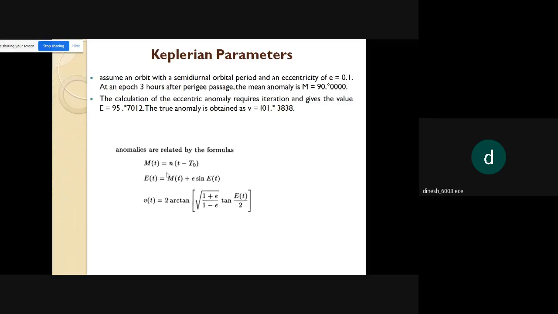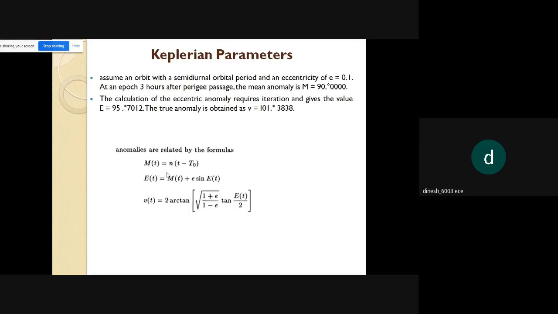So we assume an orbit with a semi-orbital period having an eccentricity of 0.1, at an approach 3 hours after perigee passing, which gives you a mean anomaly of 90 degrees. The calculation of the eccentric anomaly requires iteration and gives a value around 95 degrees. So how is this calculated?